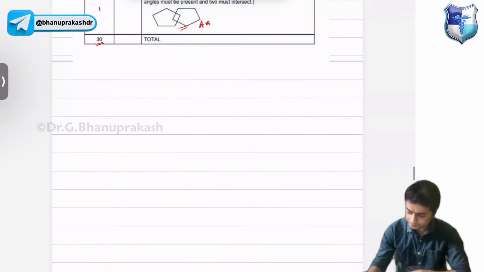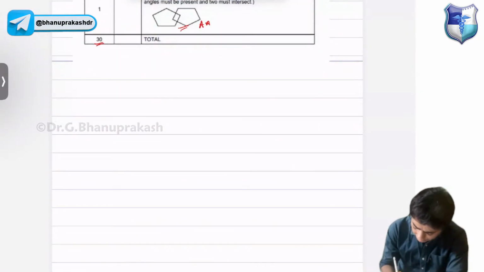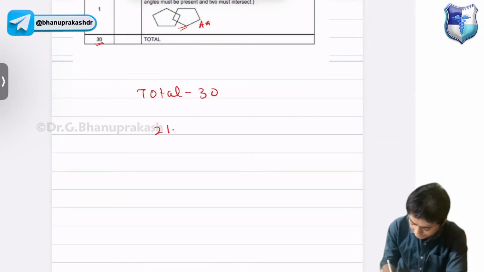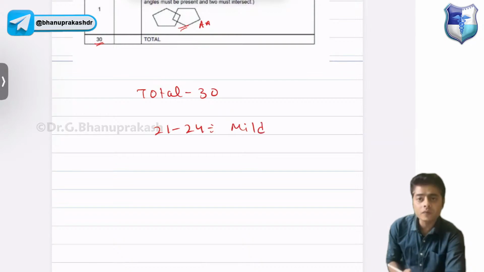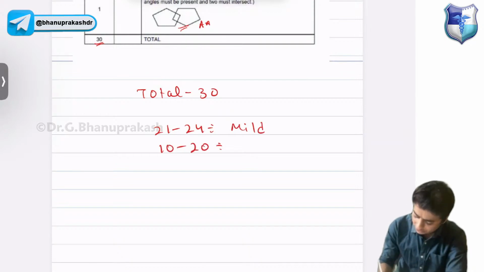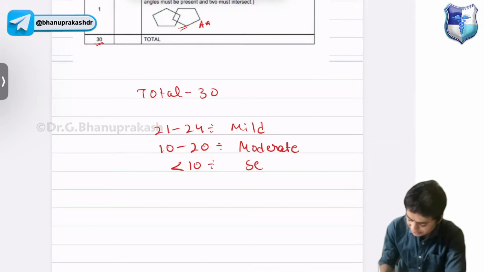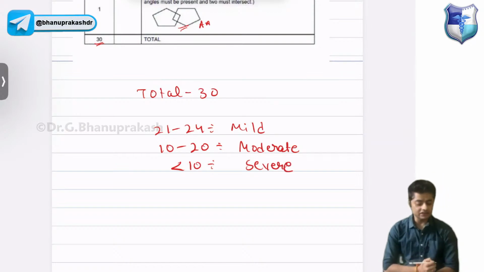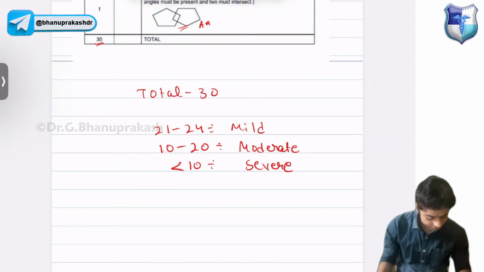So the total MMSE score is around 30, but if it is between 21 to 24, then it is a mild disease. If it is around 10 to 20, then it is moderate. And if it is less than 10, then it is severe.